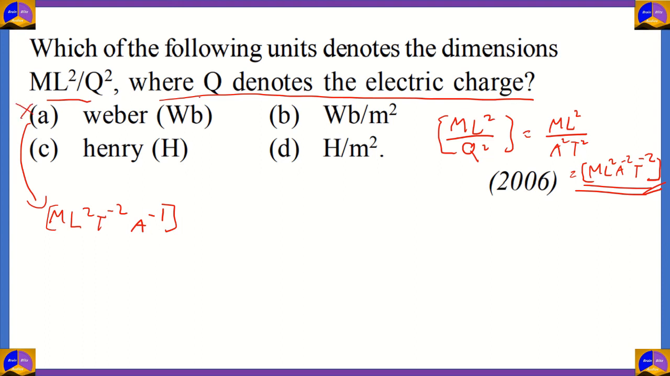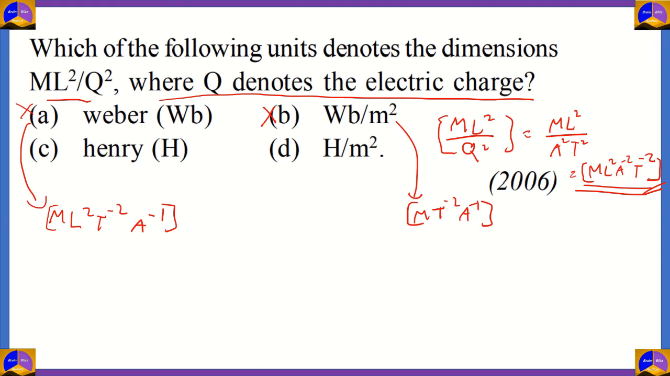If you look at option B, that is Weber by meter square. So basically you take the L out of the equation, the length out of the equation, because you're dividing by meter square. So therefore M T raised to minus 2 A raised to minus 1 is the dimensional formula for option B, which is again incorrect with respect to the question.